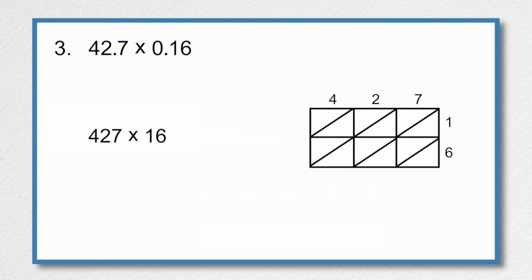And then I'm going to fill out the grid, starting with the top row. 4 multiplied by 1 is equal to 4. 2 multiplied by 1 is equal to 2. 7 multiplied by 1 is equal to 7. Going along the bottom row, 4 multiplied by 6 is equal to 24. 2 multiplied by 6 is equal to 12. And 7 multiplied by 6 is equal to 42. I'm going to add up the diagonals.